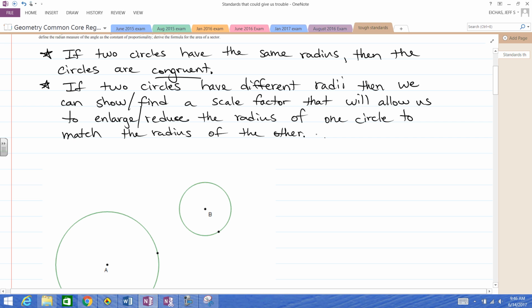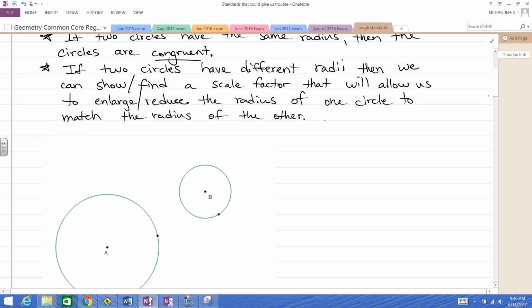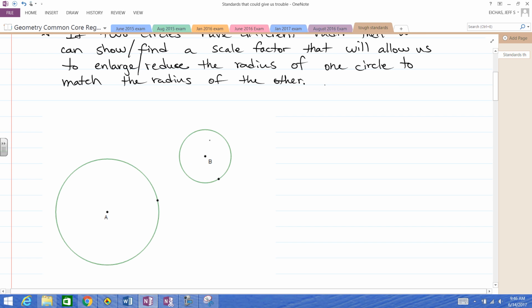That's kind of the definition of similar, is you can scale up or scale down one figure to match the other. So that's what we're going to end up doing. We can show that such a scale factor exists. We can find it, and it's actually pretty easy to do. All right, so take, for instance, these two circles. I want to show that they have to be similar, and we can do that right now.